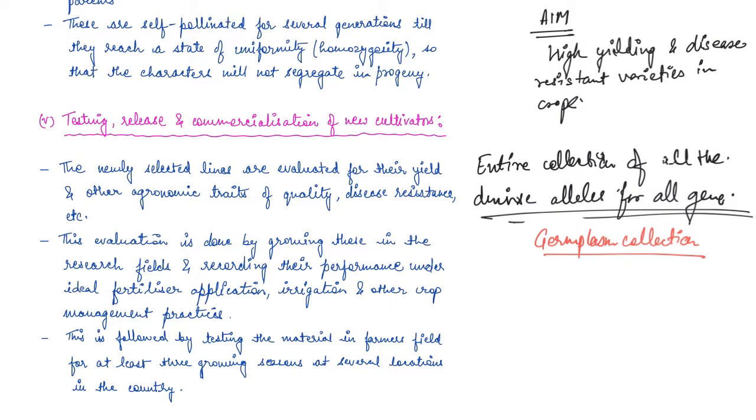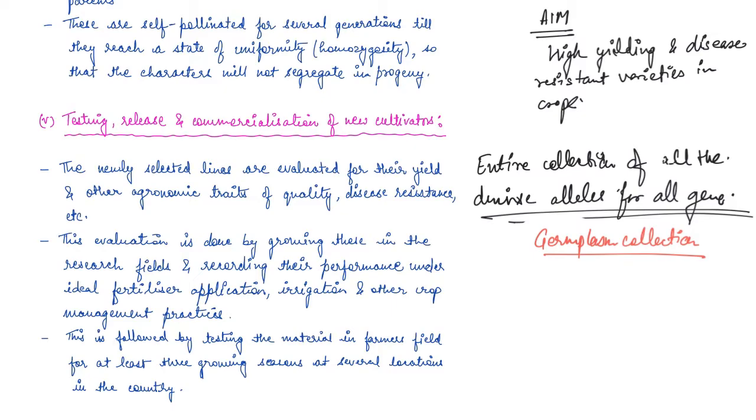In the same way, in plant breeding, in order to reach homozygosity, in order for it to have all the characters which are required so that it does not segregate, we keep on self-pollinating it for several generations. And after self-pollinating it for several generations, we again test it and then we release it. So basically, how is the testing done? It's not so simple, right?